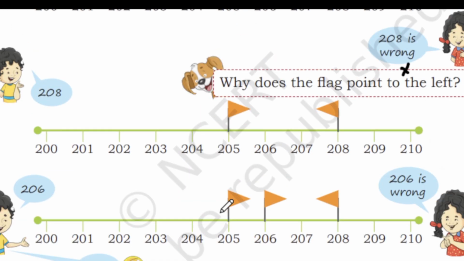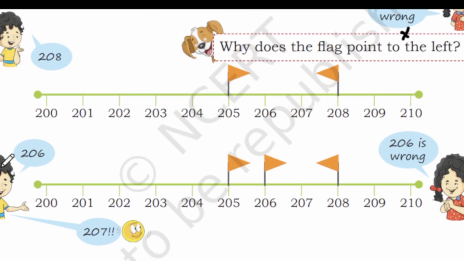So let's find out. Now he is guessing, is it 206 or 207? He doesn't know, because we have two numbers in between, right? Now she's telling 206 is wrong. See, for 206 the flag is towards the right again.